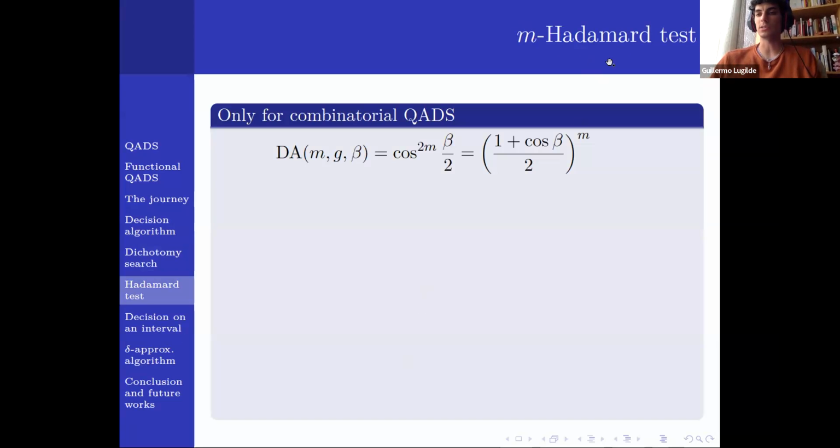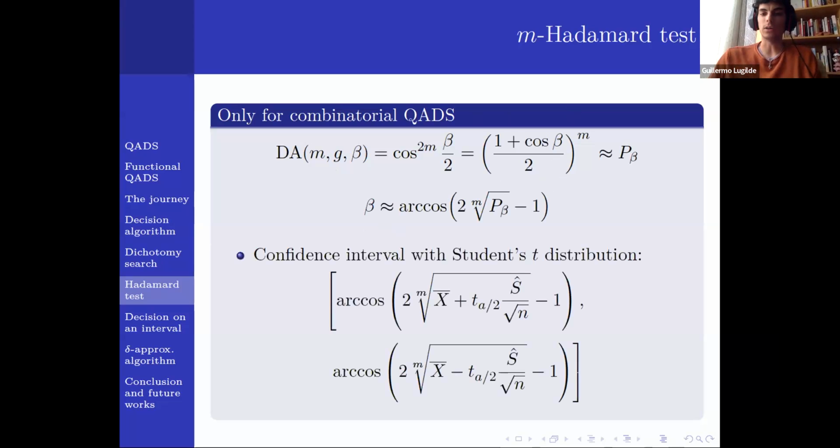Second phase estimation algorithm, the M-Hadamard test. It is a generalization of the Hadamard test for an arbitrary number of qubits. This is actually exclusive for combinatorial quads because they are the only ones whose DA formula is invertible. It is like this. So the idea is similar. Again, we approximate this value by running the decision algorithm multiple times and taking the proportion of positive outcomes, and we can easily turn that into an estimation of beta itself. Then we can calculate a confidence interval, a regular confidence interval with the student's t distribution for a certain level of confidence A.